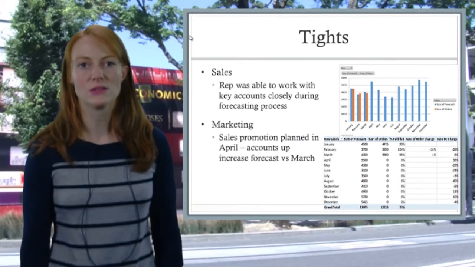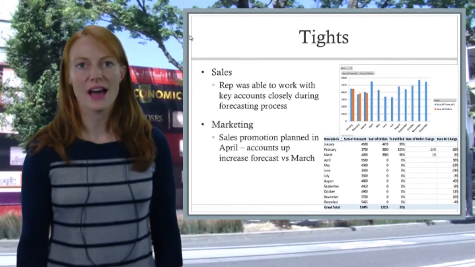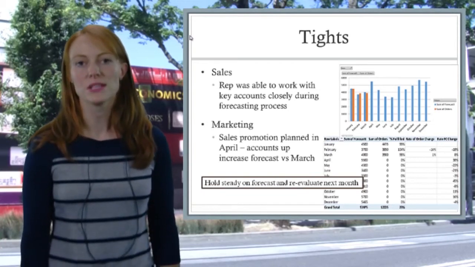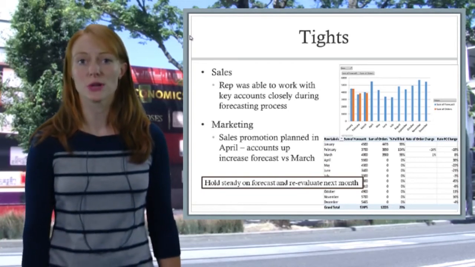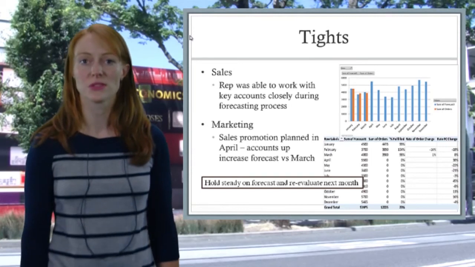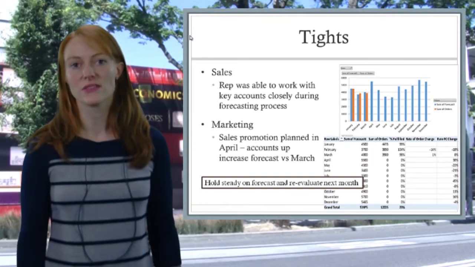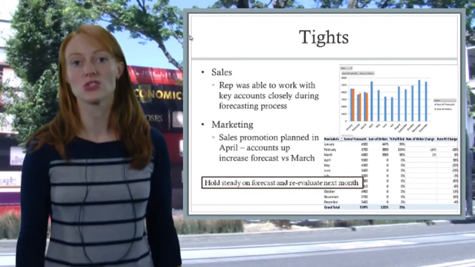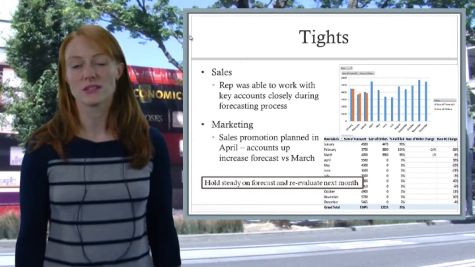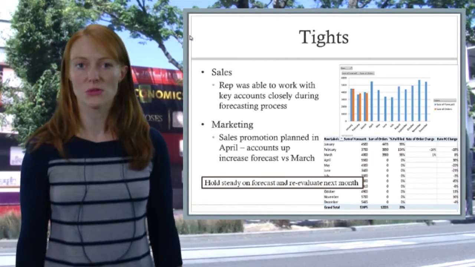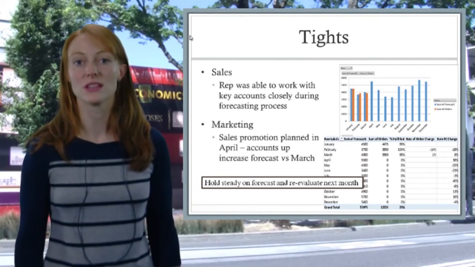All right, so after knowing all of that, our final decision for the tights is actually going to be to hold steady and reevaluate the forecast next month when we have another month of orders, because so far there's really no red flags that are giving us any reason to need to change our forecast. We know that our sales reps are working really closely with accounts. Everything looks really smooth so far, so we're going to continue with the current plan.